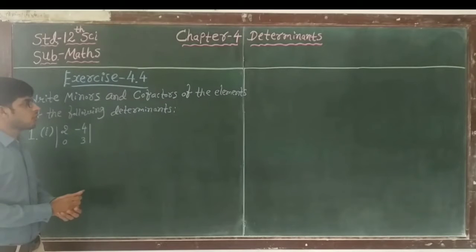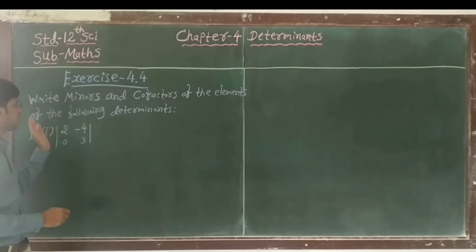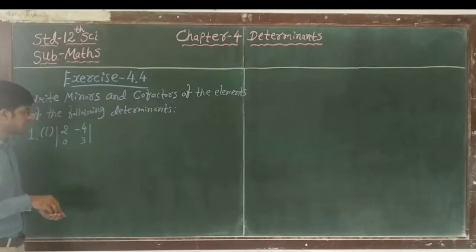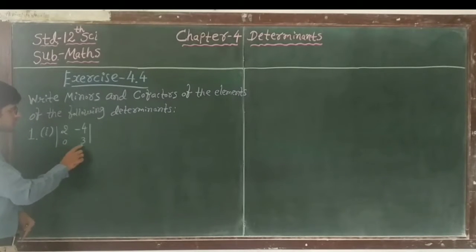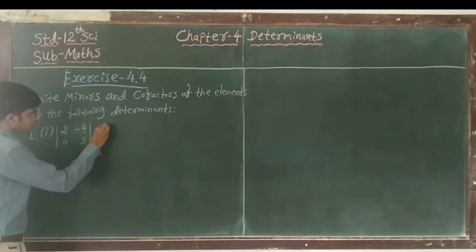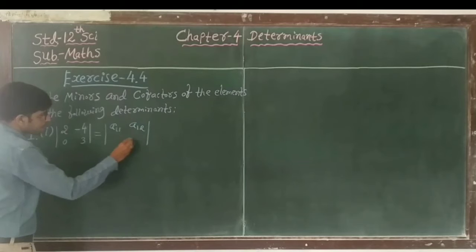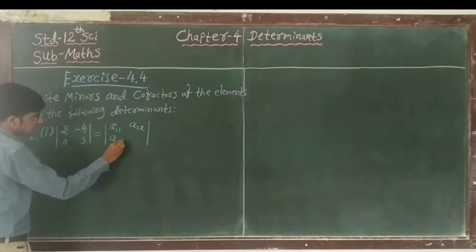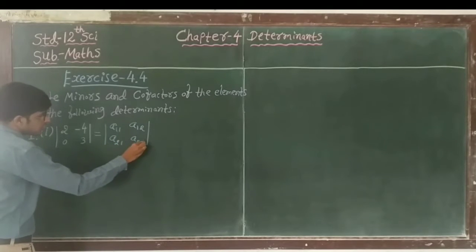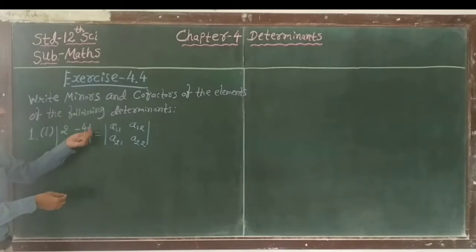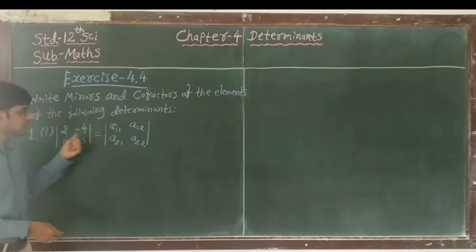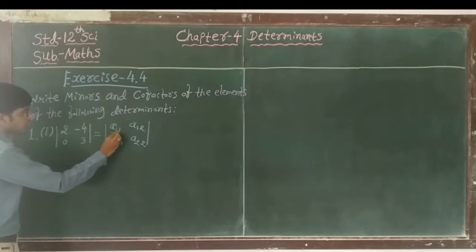Now we will start Exercise 4.4. Write the minors and cofactors of the elements of the following determinants. The first question is the determinant 2, minus 4; 0, 1. So we write A11, A12, A21, A22. We have to find the minors and cofactors of the given elements. First find the minor of A11.